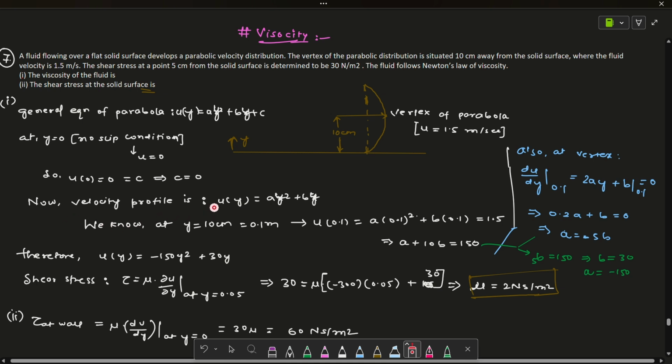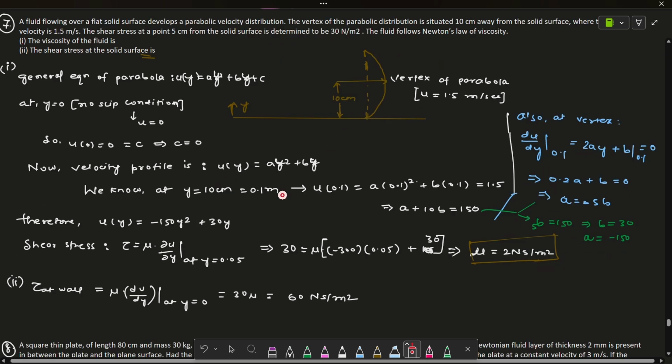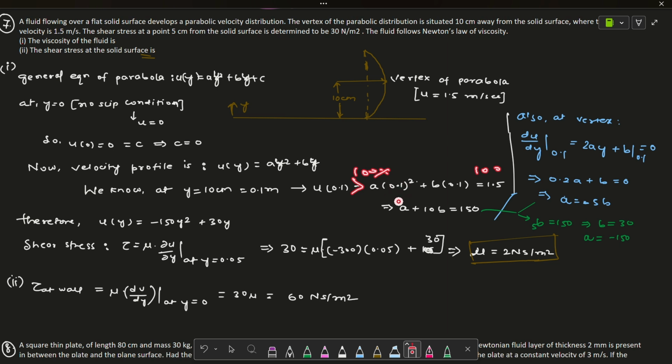Now the velocity profile, after eliminating c, becomes u equal to a y square plus b y. Now we know that at y equal to 10 centimeter, that is 0.1 meter, the velocity provided is 1.5 meter per second. So we just put 0.1 at the position of y and equate it with 1.5. We will get a plus 10b equal to 150, right? I have just multiplied both sides with 100, so this becomes 1, this becomes 10, this becomes 150.